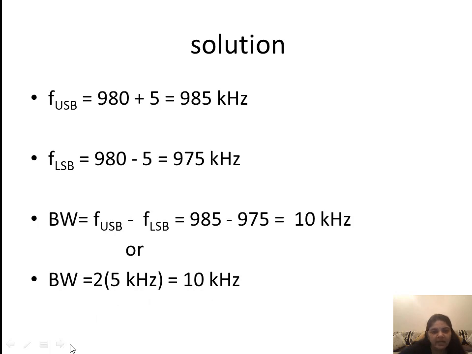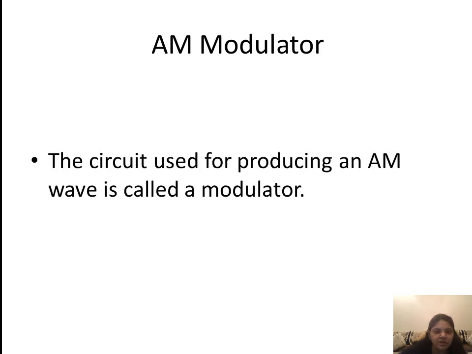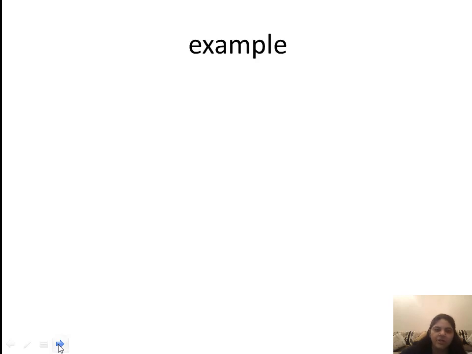The device which produces the modulation is known as the modulator. So the circuit used for producing an AM wave is called the modulator. The instrument used to analyze that wave is a spectrum analyzer.